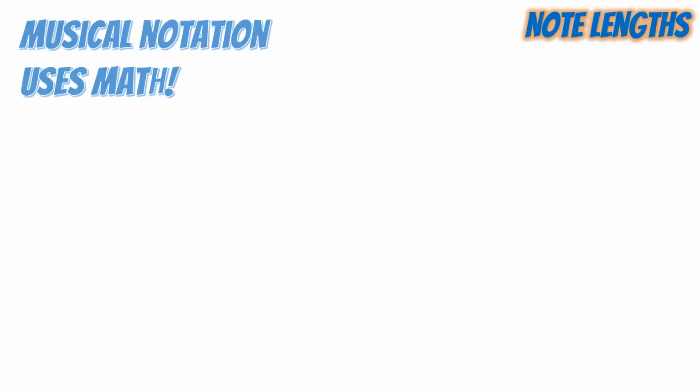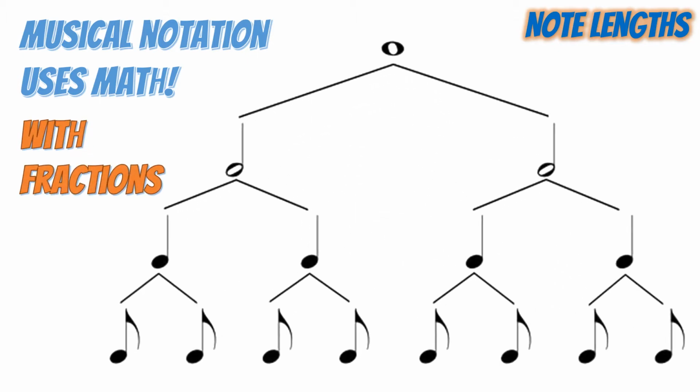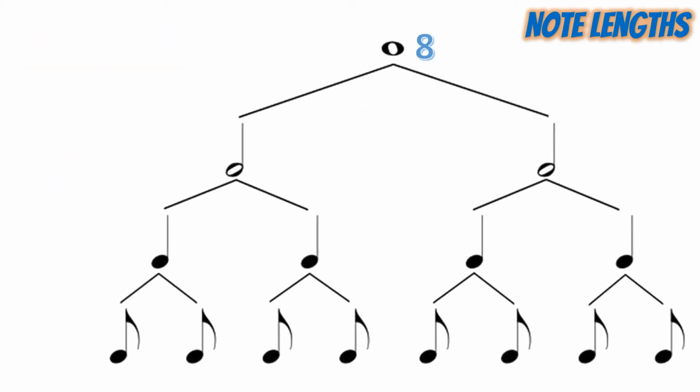Music notation uses math. How, you ask? Well, that's easy, with fractions. If we say that this note is equal to 8, and we split it into two equal groups, the notes in the next row down will each equal 4. Do that again, and the notes in the next row will equal 2, and so on. This works for any note length.